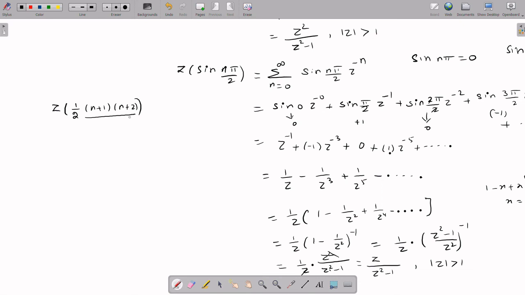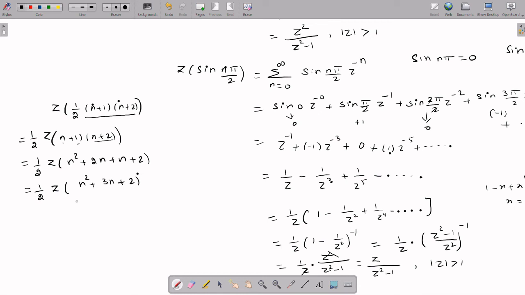Here you have to multiply. 1 by 2 is taken outside. N plus 1 into n plus 2, you have to multiply this. First you write n plus 1 into n plus 2. Otherwise, 1 by 2 into the Z transform of n squared plus 2n plus n, 1 is multiplied here, so 1 into n is n, plus 1 into 2 is 2. So you have 1 by 2 into the Z transform of n squared plus 3n plus 2. Okay, this is the Z transform of this term.